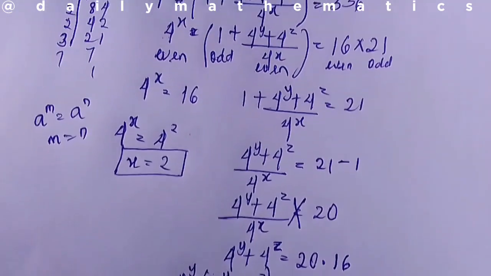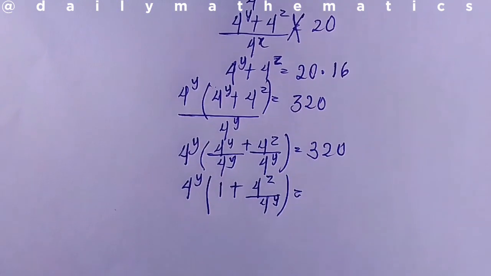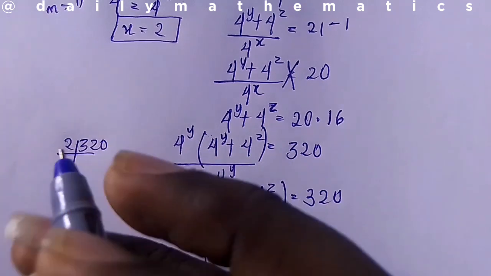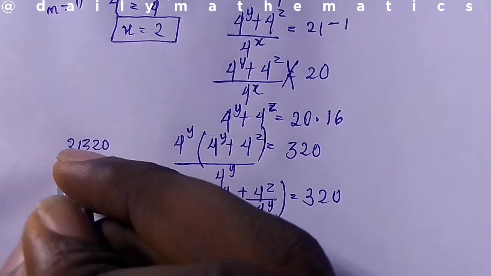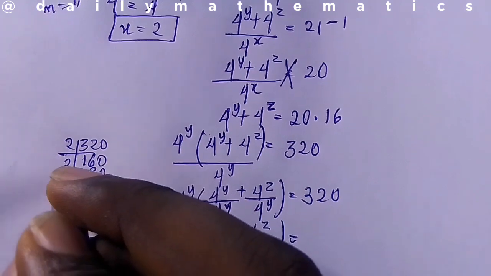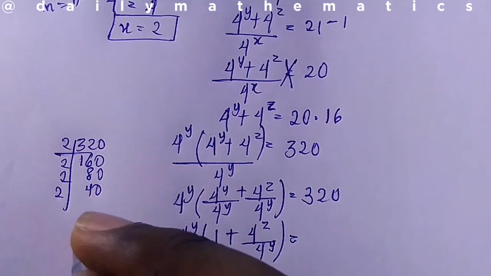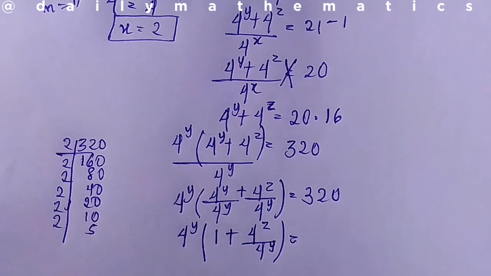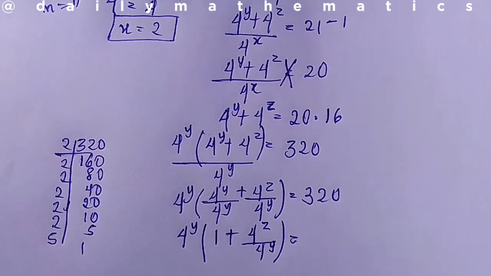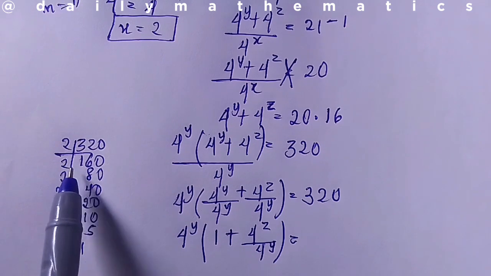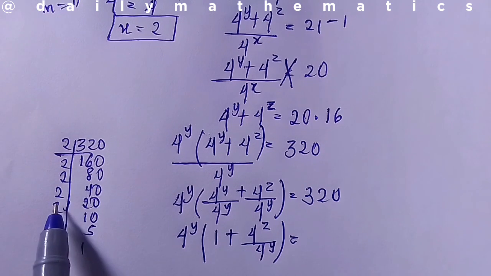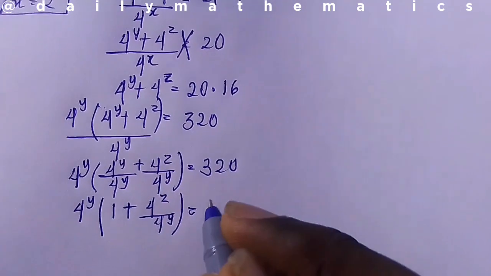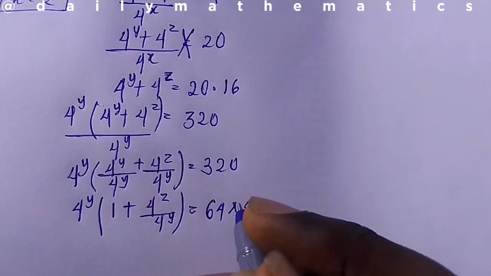We come again, just like what we did up here, we'll do it the same way. We have 320. 2 in 320 we have 160, 2 in 160 we have 80, 2 in 80 we have 40, 2 in 40 we have 20, 2 in 20 we have 10, 2 in 10 we have 5, right? Then 5 we have 1. So what's it giving us? 2 times 2 is 4, 4 times 2 is 8, 8 times 2 is 16, 16 times 2 is 32, 32 times 2 is 64. That's giving us 64 times 5. So we have equals 64 times 5, right?